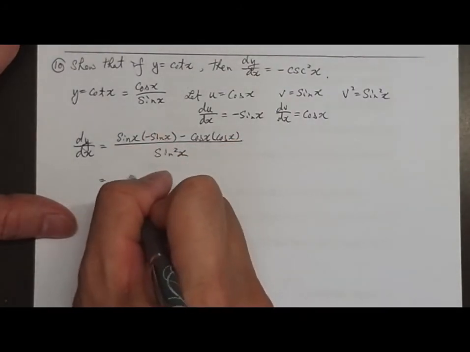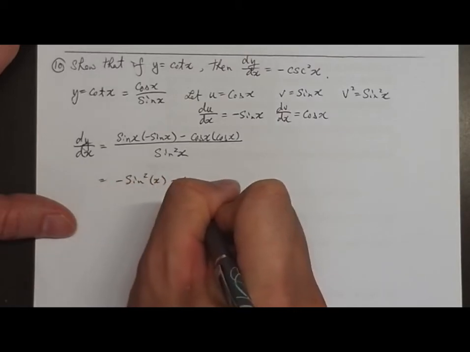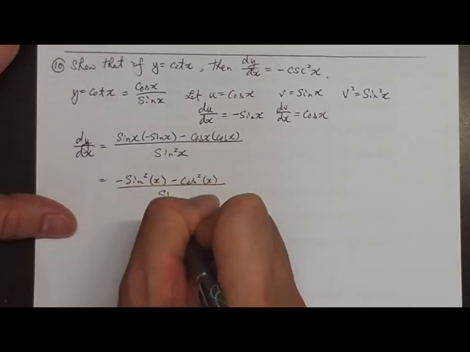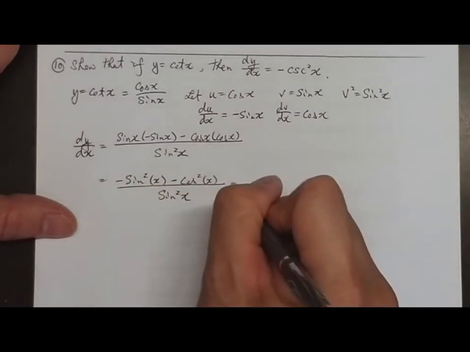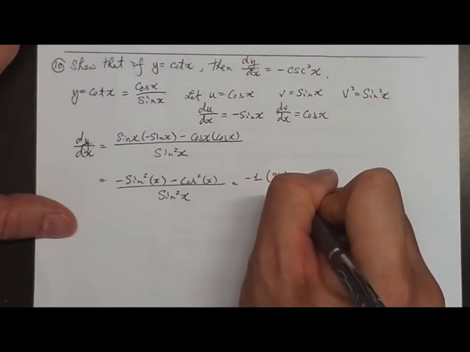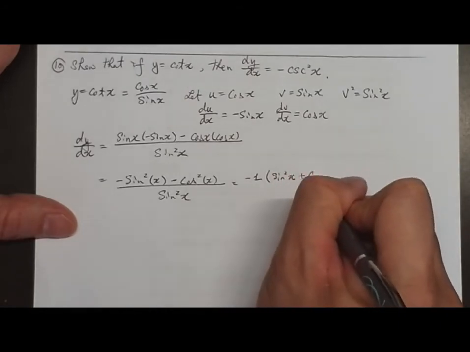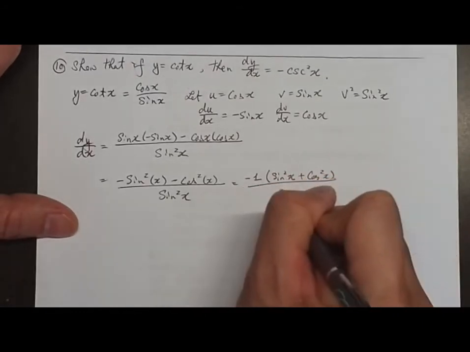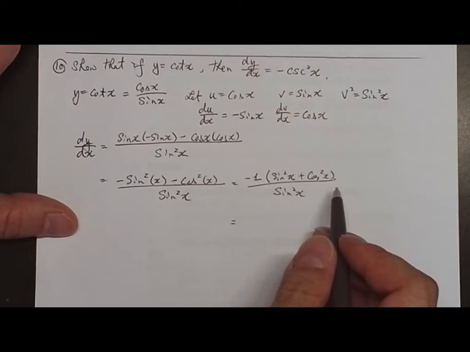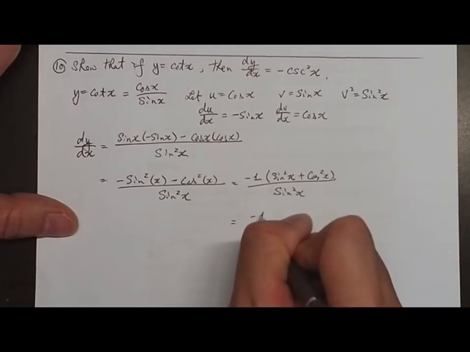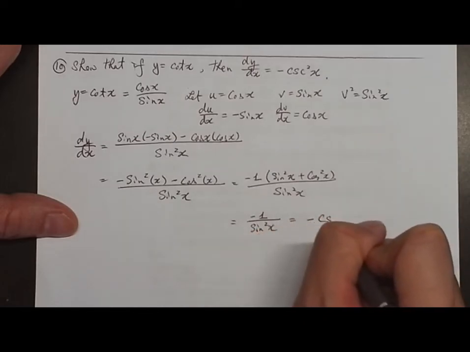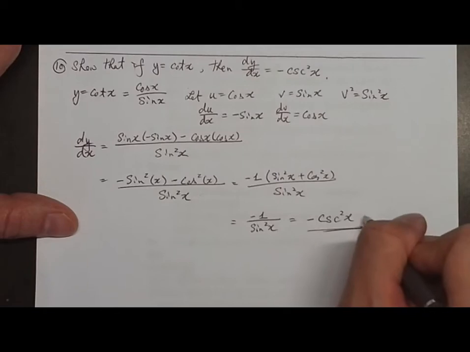So this one is minus sine squared x minus cosine squared x over sine squared x. And we take the minus 1 out, we got minus 1 times sine squared x plus cosine squared x over sine squared x. And we know that sine squared x plus cosine squared x equals 1, so it's minus 1 over sine squared x, which is minus cosecant squared x. And we proved.